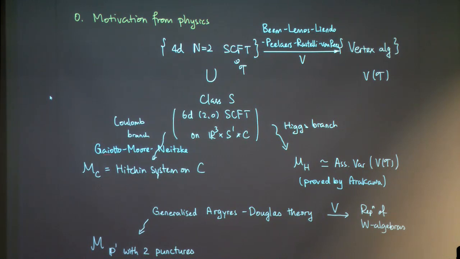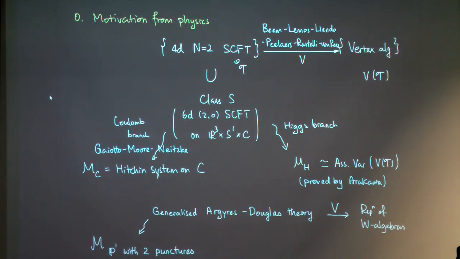The Coulomb branch is described by Gaiotto, Moore, and Neitzke. It is given by the Hitchin system on your Riemann surface C. And the Higgs branch is supposed to be given by the associated variety of your vertex algebra. This was proved by Arakawa, so this is a mathematical theorem.